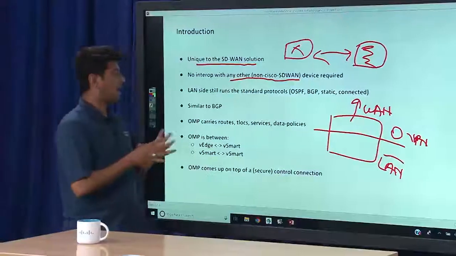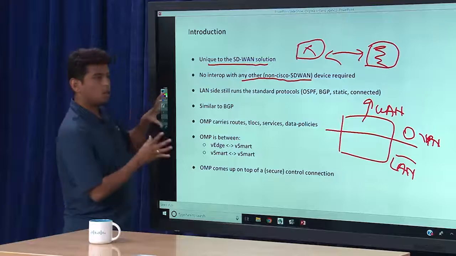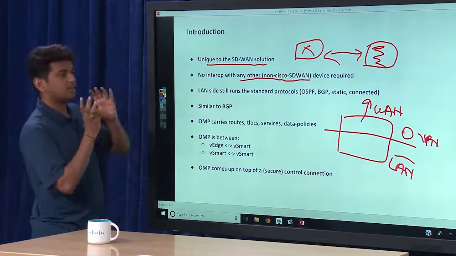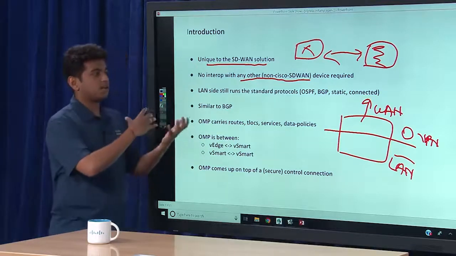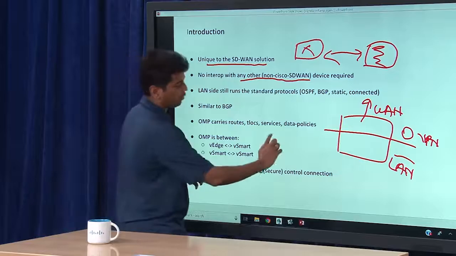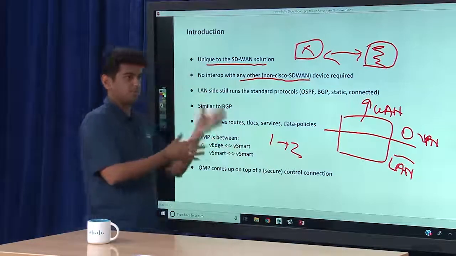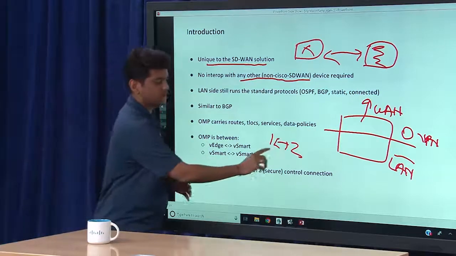As you might be familiar, there are VPNs involved in the SD-WAN solution. A VPN is nothing but a separate routing table of its sort. VPNs are isolated from each other, like a VPN 1 versus a VPN 2 won't be sharing routes by themselves. VPN 1 would be a separate routing table, VPN 2 would be a separate routing table.